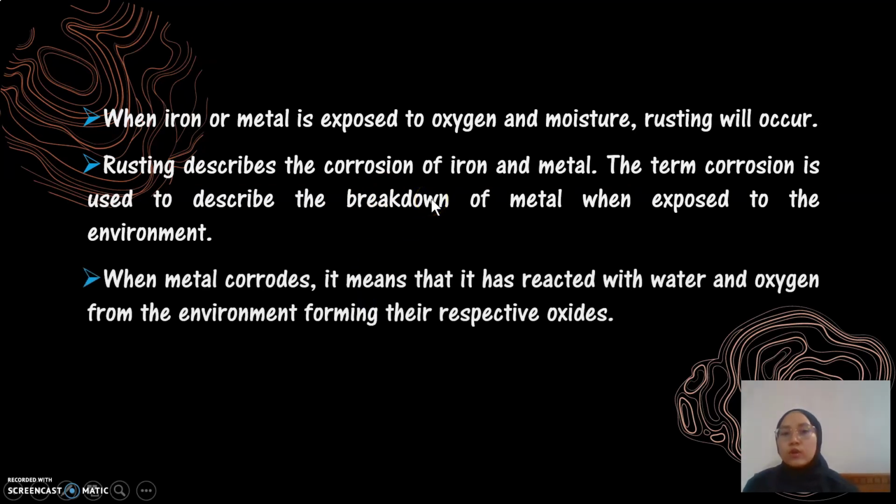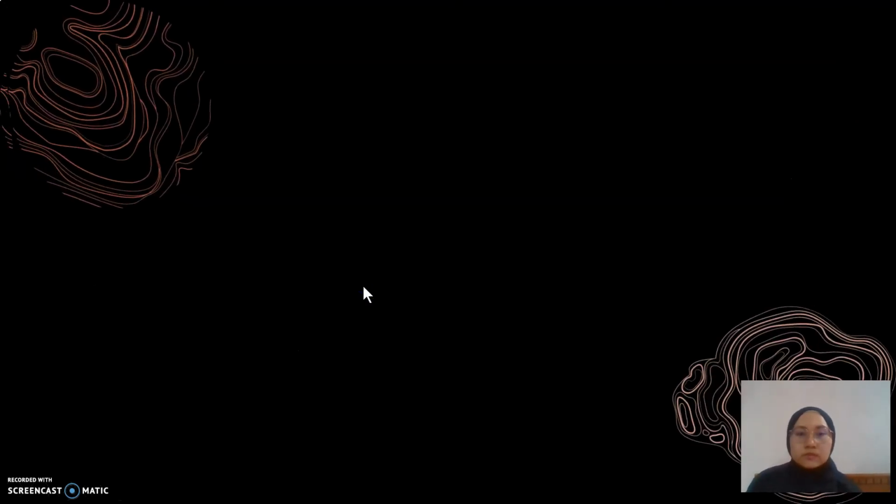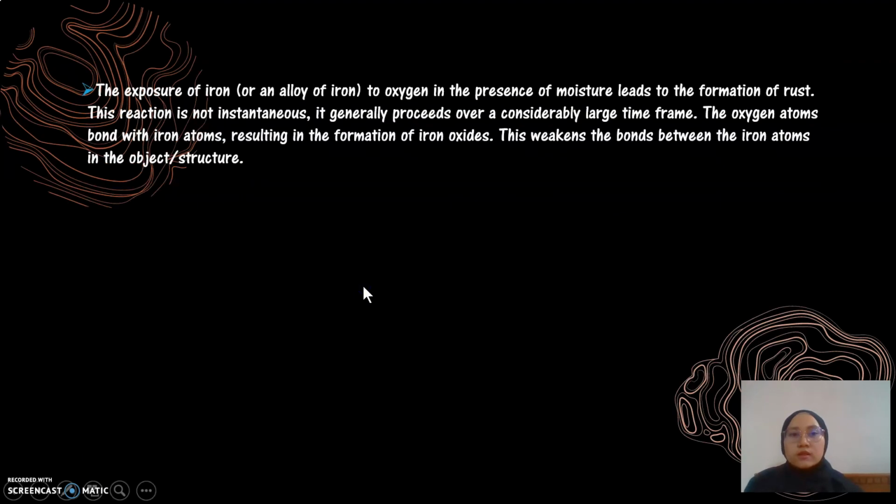So when metal corrodes, it means that it has reacted with water and oxygen from the environment, forming their respective oxides. So the rusting of iron is characterized by the formation of a layer of a red, flaky substance that easily crumbles into a powder. So the exposure of iron or an alloy of iron to oxygen in the presence of moisture leads to the formation of rust. So this reaction is not instantaneous.